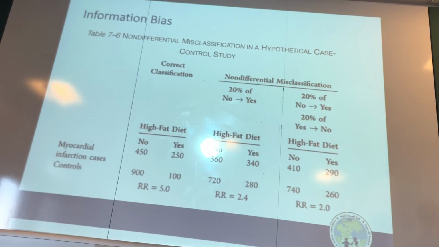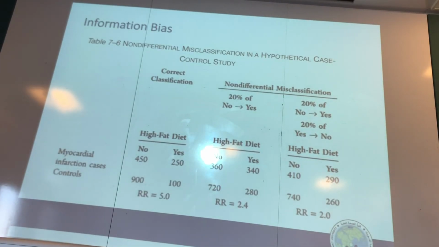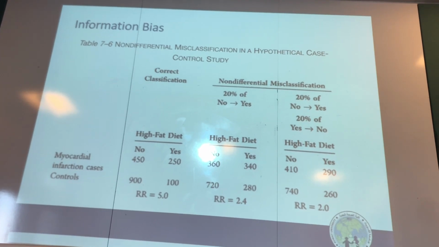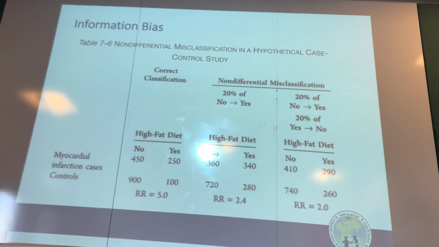So when my misclassification, my error in classification, was related to either the exposure status, whether I'm exposed or not, or the disease status, whether I have the disease or not, this is differential misclassification. When my error in classification has no relation to whether I was exposed or non-exposed, or diseased or non-diseased, this is called non-differential misclassification.